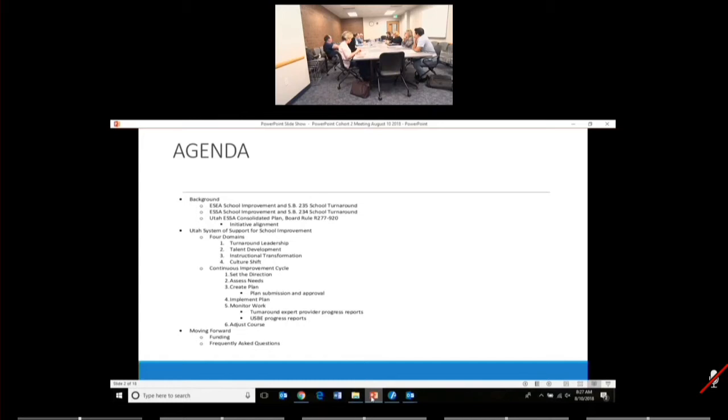Then plan implementation, monitoring work, adjust course, and then at the end, moving forward, there's some things that we have a bit of clarity on, funding, some of the timelines regarding that, just some of those conversations around that.